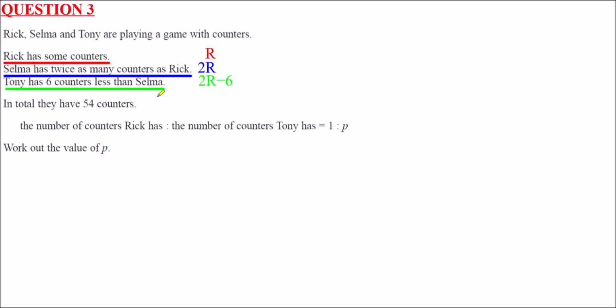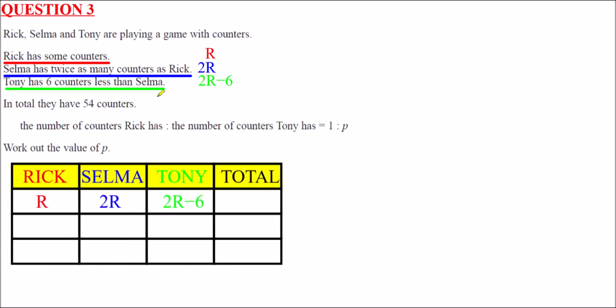We're also told in total they have 54 counters, but because this is a ratio question, I'm very fond of putting it into a table. So we've got Rick, Selma and Tony: R plus 2R plus 2R minus 6. In terms of R, that gives us a total of 5R minus 6. But this 5R minus 6 must represent 54 counters in total, because that's what we're told the total is. So we set 5R minus 6 equal to 54, then we can solve for what R must be.